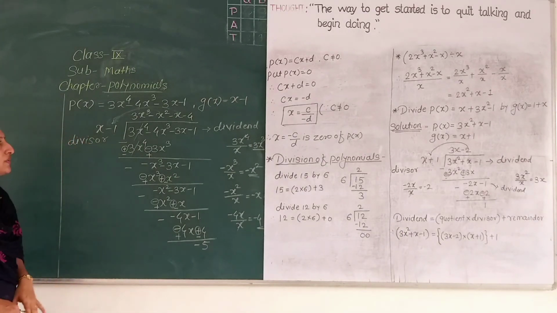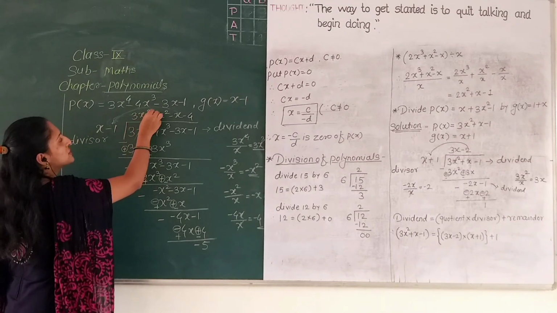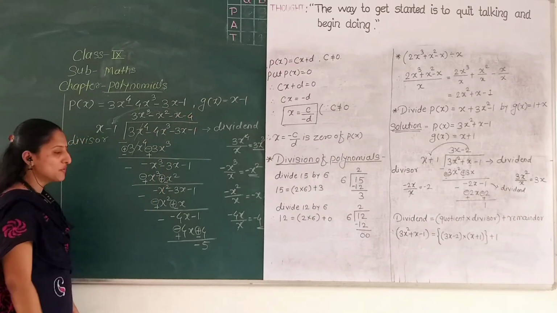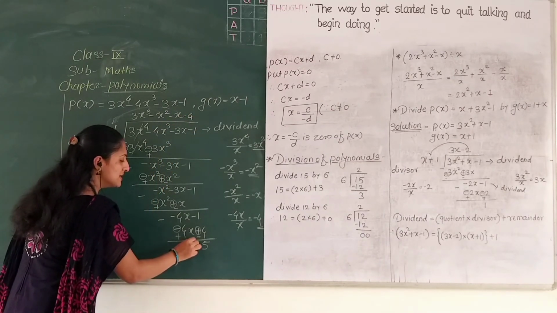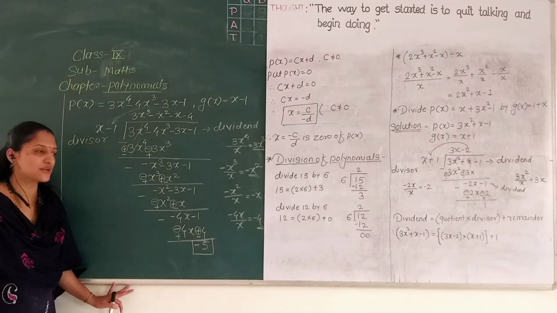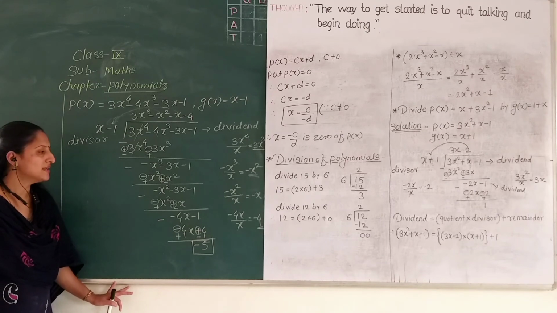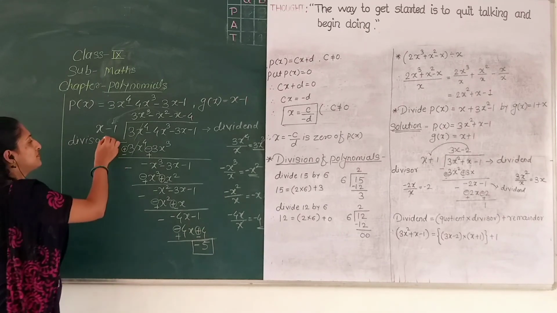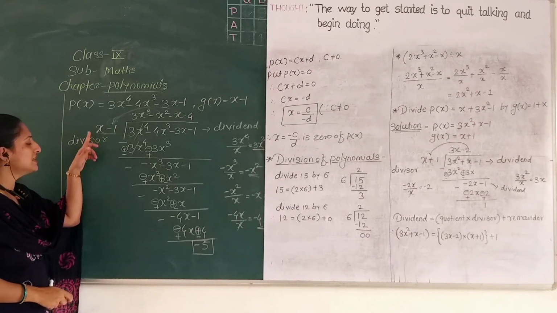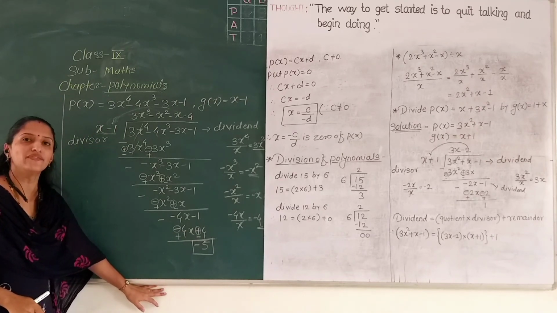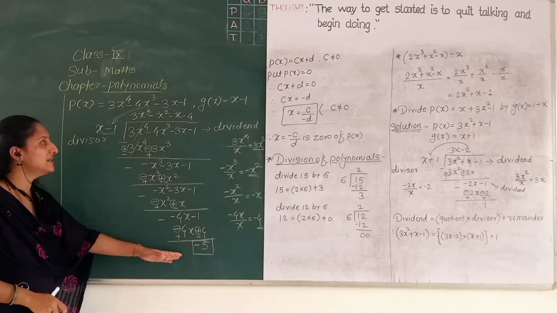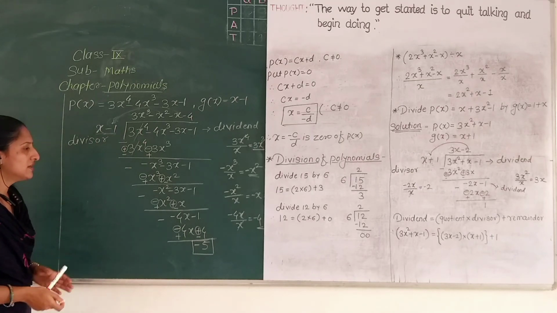So now our quotient is 3x cube minus x square minus x minus 4, and this negative 5 is called the remainder. Now when our divisor is a linear polynomial, then we can find the remainder from the dividend.